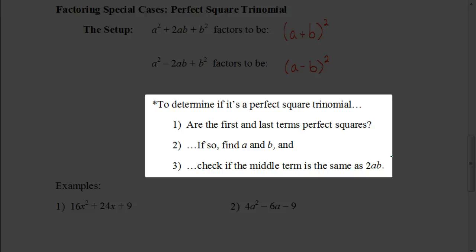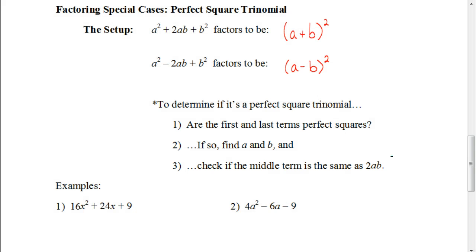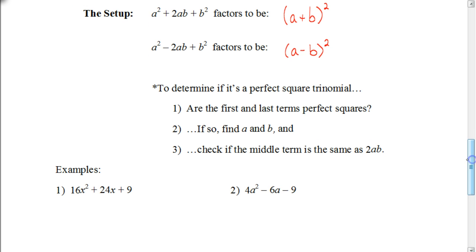And secondly, if they are perfect squares, then find the values of a and b. You do that by taking the square root of the first and last term. And then you're going to check to see if the middle term is the same as 2 times a times b. So you'd actually take 2 times those values you found in step 2 and figure out if it's the same as the middle term. It seems kind of complicated, but let's look at these examples. You can see that it's really a lot easier than it sounds.